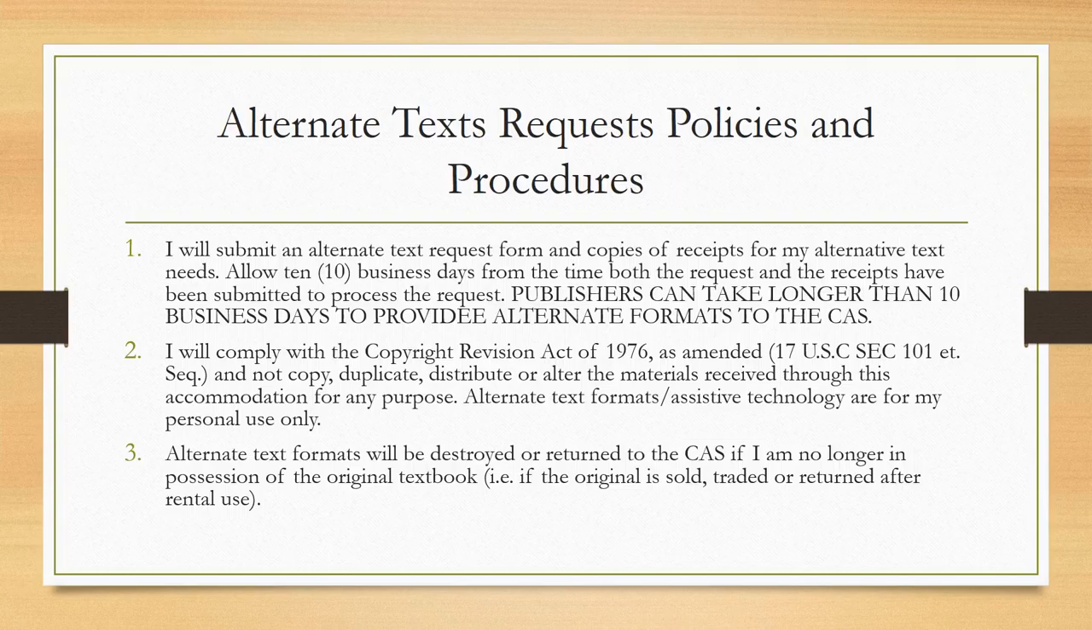Policies for alternate text requests are as follows. 1. I will submit an alternate text request form and copies of receipts for my alternate text needs. I will allow 10 business days from the time both the request and the receipts have been submitted to process the request. Publishers can take longer than 10 business days to provide alternate text formats to the CAS.